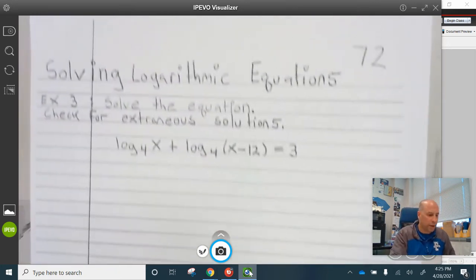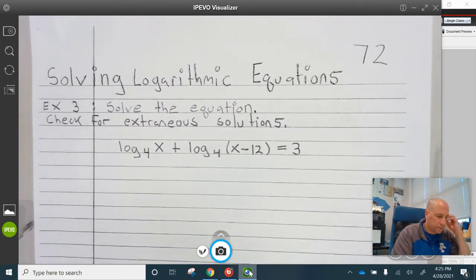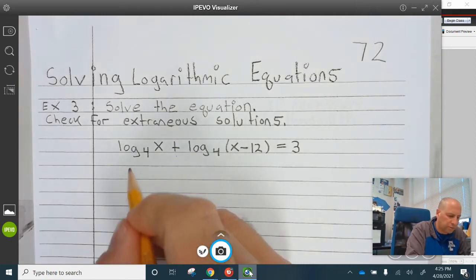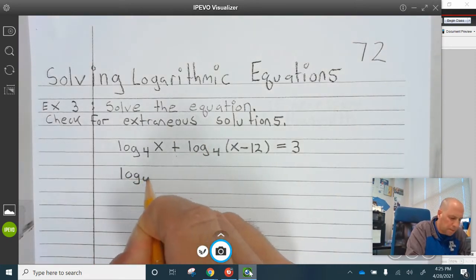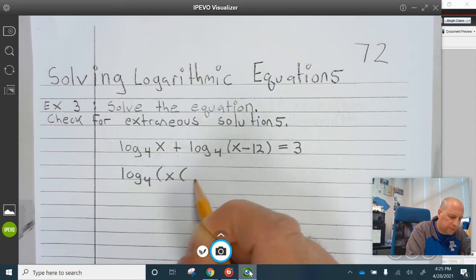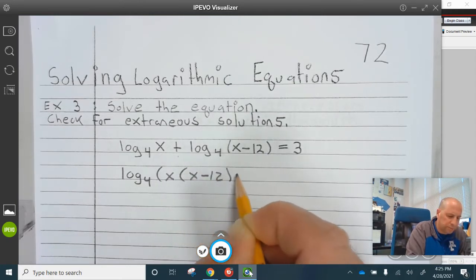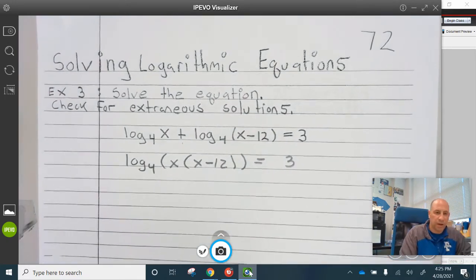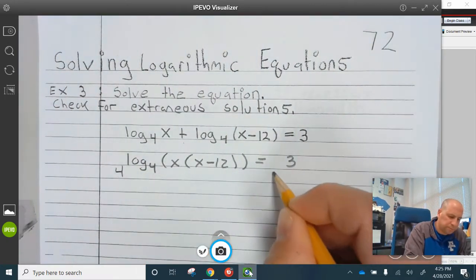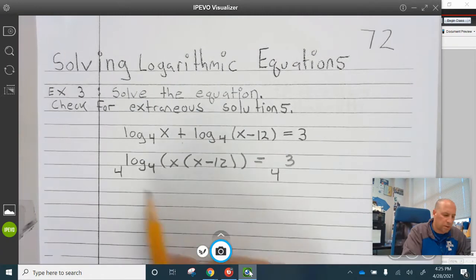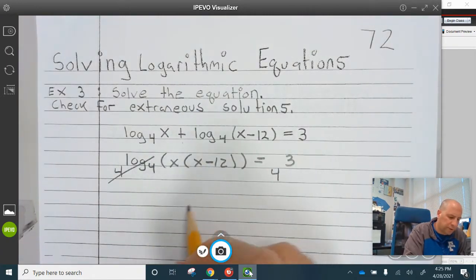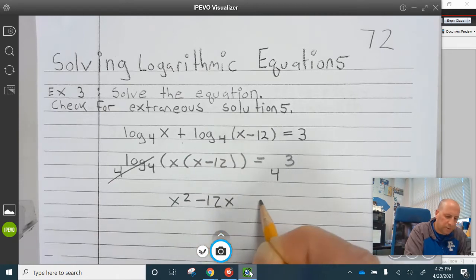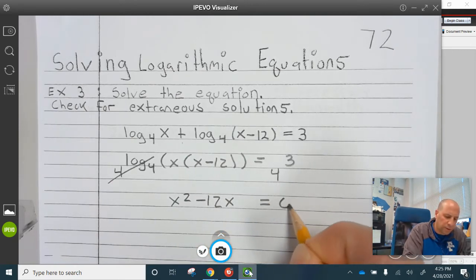All right, let's take a look at example 3. Solve the equation, check for extraneous solutions. So first of all, plus is multiplication, so that's log base 4 of x times x minus 12 equals 3. Now we're going to raise both sides by 4. That goes away. You're left with x times x minus 12, which is x squared minus 12x, equals 4 to the 3rd power, which is 64.